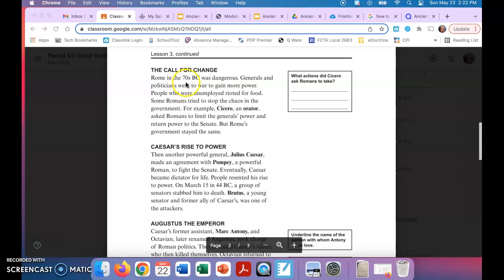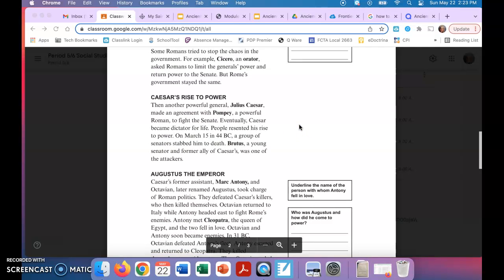So Rome in the 70s BC was dangerous. Generals and politicians went to war to gain more power. People who were unemployed rioted for food. Some Romans tried to stop the chaos in government. For example, Cicero, an orator or public speaker, asked Romans to limit the generals' power and return power to the Senate, but Rome's government stayed the same. So again, what action did Cicero ask Romans to take? That's right there for you.